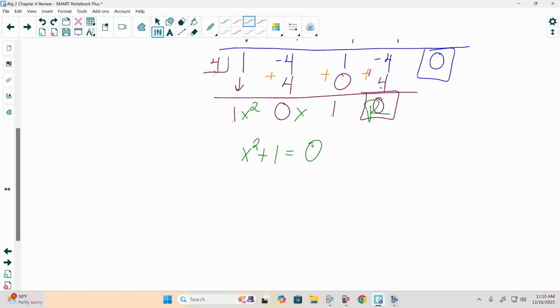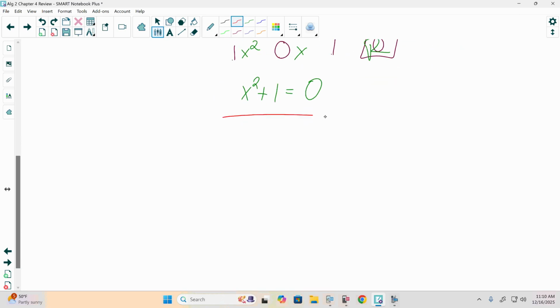If we don't have a middle term, if we don't have a number times x to the first power, square root method. Get the x squared by itself. Because if we subtract 1 from both sides, the left side becomes just x squared because our positive 1 minus 1 is 0, leaving us with x squared. The right-hand side, we have 0 minus 1 is negative 1.